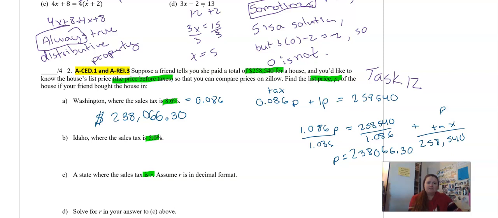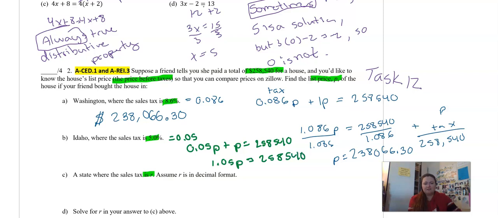Now what if the sales tax was 5% because we were in Idaho? Well, that's 0.05. Okay, so now we're going to do the same thing, but instead of 0.086, it's going to be 0.05. So you're going to have 0.05 P plus P equals 258,540. And now that's going to be 1.05 P equals 258,540. And then I have to divide by 1.05.